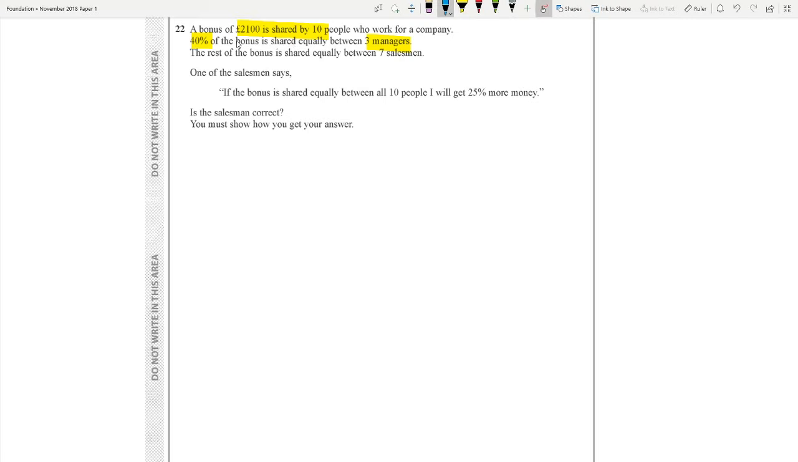40% of the bonus is shared between 3 managers. So what do the managers share? What's 40% of 2,100? Well, we know that 10% of 2,100, divided by 10, is 210. So 40% of 2,100 is 210 times 4. 2 times 4 is 8, 10 times 4 is 40. So the managers share £840.